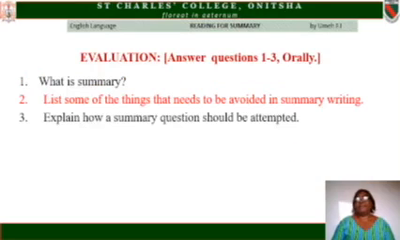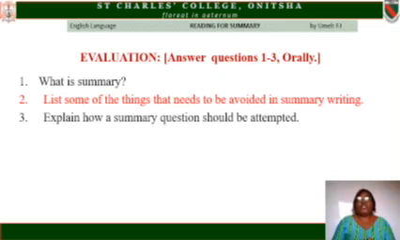Evaluation question. This particular evaluation question, you have to answer questions 1 to 3 orally on your own. Don't send it to the WhatsApp number. You answer these ones to help you see if you understood what has been taught. Number 1 says, what is summary? 2, list some of the things that need to be avoided in summary writing. If you're able to list them on your own and explain what they are, I believe you'll be able to answer a summary question. Number 3, explain how a summary question should be attempted.